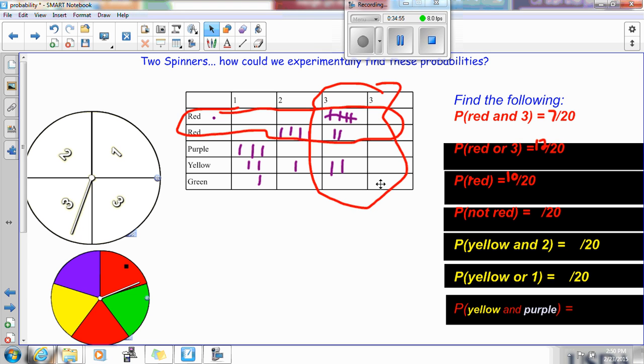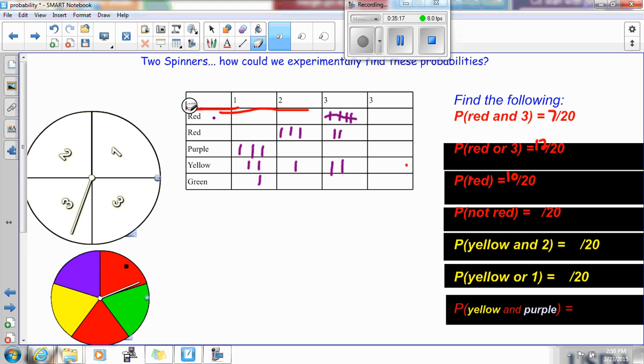Probability of not red. Let me erase my little lines here, without erasing any of my purple tally marks. Okay. So the probability of not red, that's all of these that are not red.